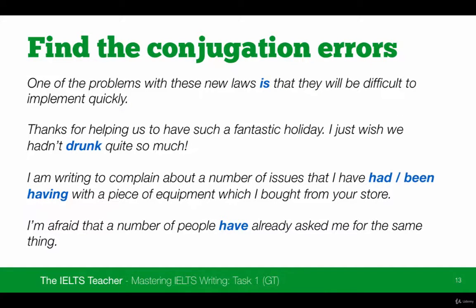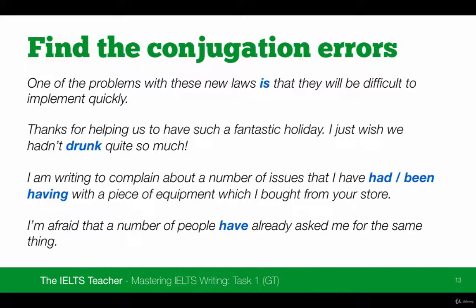Third one: I am writing to complain about a number of issues that I have. Now here it should be "I have had" or "I have been having" with a piece of equipment which I bought from your store. We want the present perfect here or the present perfect continuous. Either one is okay. Notice the correct form being used. And the final one: I'm afraid that a number of people have already asked me for the same thing.